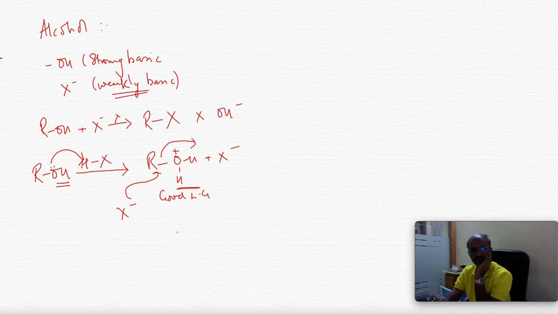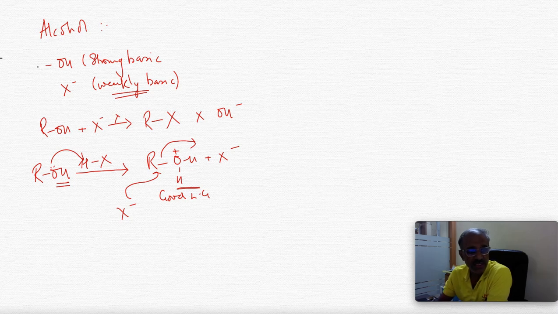Fine. So ROH will never give RX under neutral condition, because X minus is a weak base and OH is a strong base. A weak base cannot replace a strong base. So first we'll have to convert OH into a good leaving group. For that, we treat it with some acid like HCl, so that the OH gets protonated and becomes OH2 plus. Then the nucleophile can easily attack on the R and RX will be obtained. Fine. I hope you have understood till now.